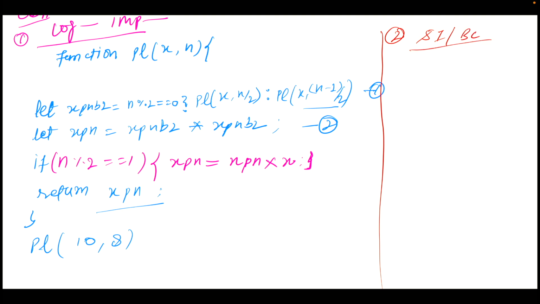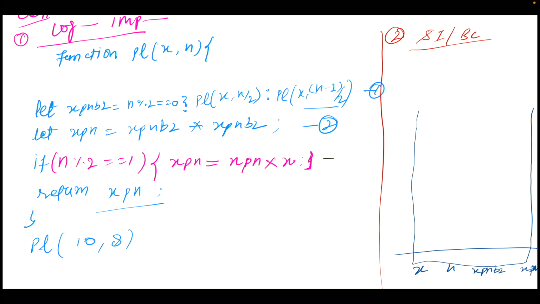So for this we have to make a stack. It will look like this, and here it will be x and n, then x to the power n by 2, and here it will be x to the power n. So this will be the third line and this will be the fourth line. Whenever the first line is executed, these values will be passed inside, 10 and 8, so the value of x will be 10 and n will be 8, and then line number 1 executes.